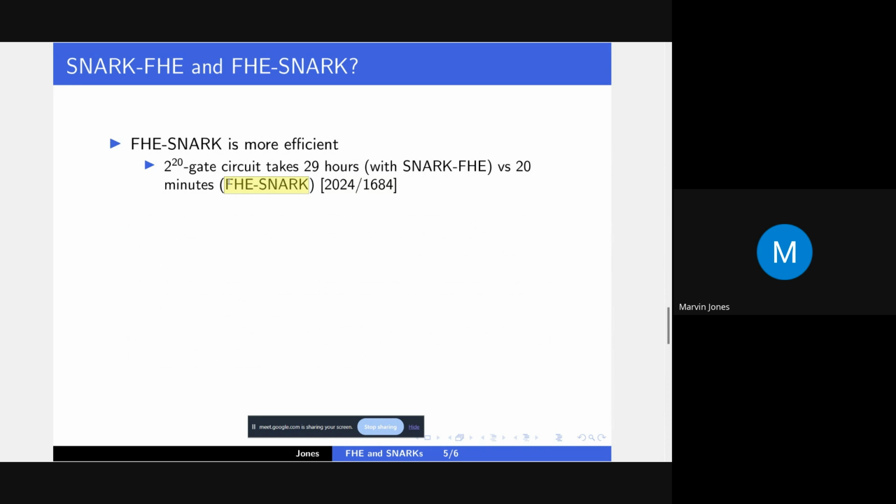So, 29 hours versus 20 minutes, that is a ridiculous difference in time. Why the heck do we have it?